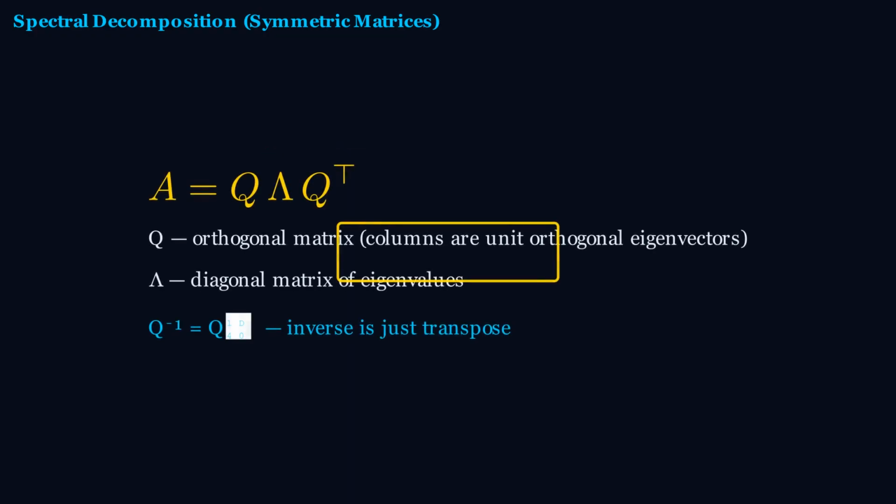For a symmetric matrix, the eigendecomposition takes the special form A equals Q lambda Q transpose, where Q is an orthogonal matrix, its columns are the unit-length orthogonal eigenvectors, and lambda is the diagonal matrix of eigenvalues. Because Q is orthogonal, Q inverse equals Q transpose. This makes computation faster and the geometry cleaner than the general case.